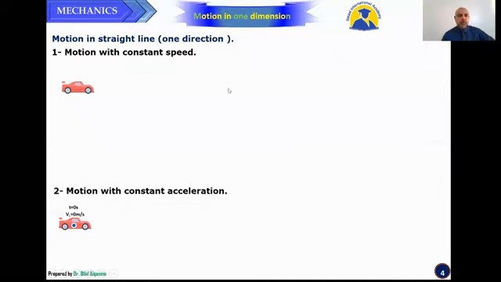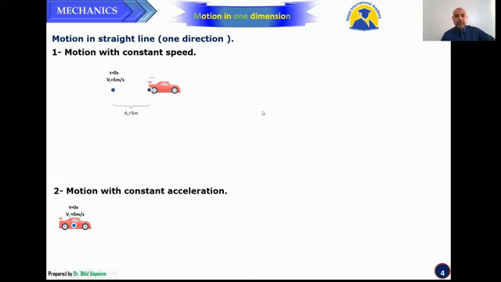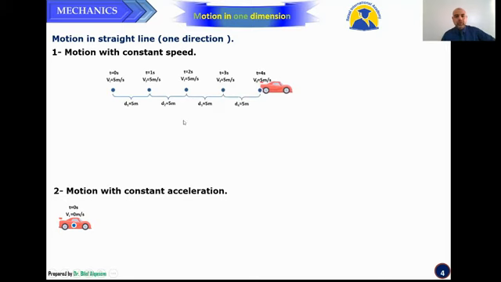Here we will talk about two cases of motion, which is motion with constant speed and motion with constant acceleration. For the first case, suppose we have a car moving with constant speed and we ask the guy inside the car to throw one stone each 1 second. So here, when the time was 0, the speed was 5.